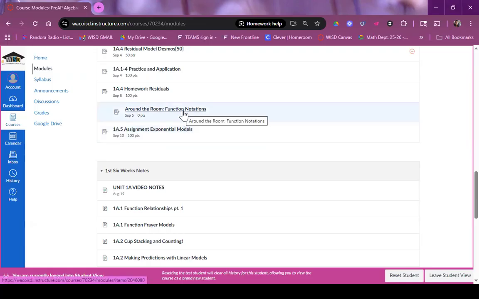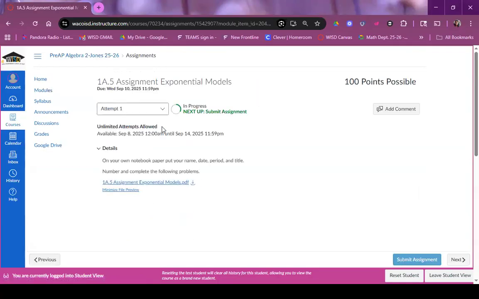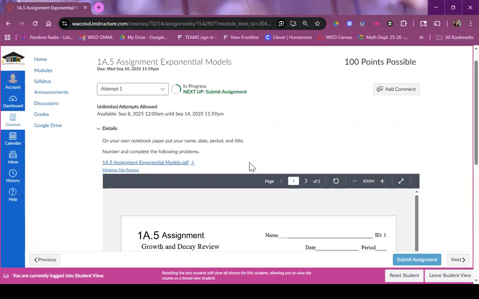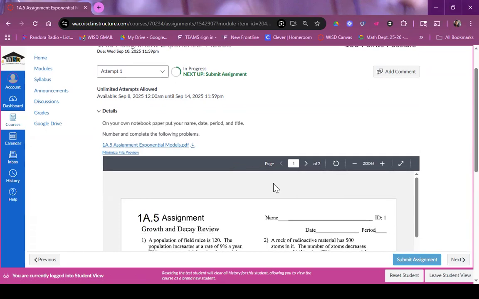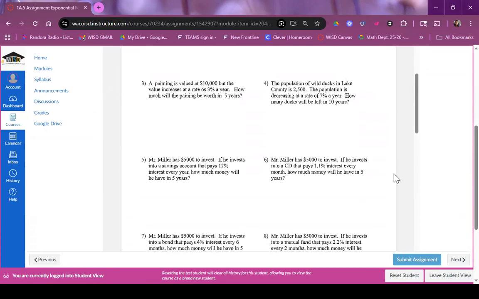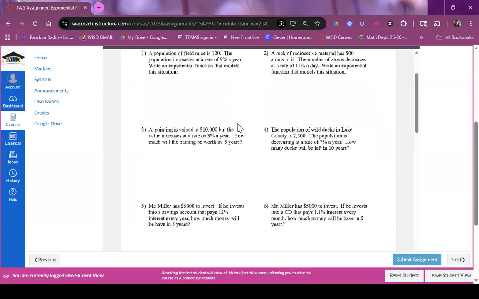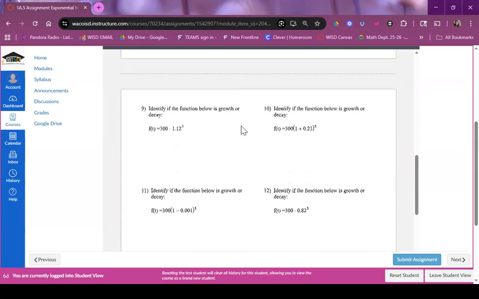After, remember we did last week around the room function notations? And then we did here. Yes, on modules, we all see here. And it's going to load. It says on your own notebook paper, write your name, date, period, and title. You're going to number and complete the following problems. So on here, you have these problems to complete. By the time this is said and done, you're going to live, breathe, and know exponential functions like the back of your hand. Okay?